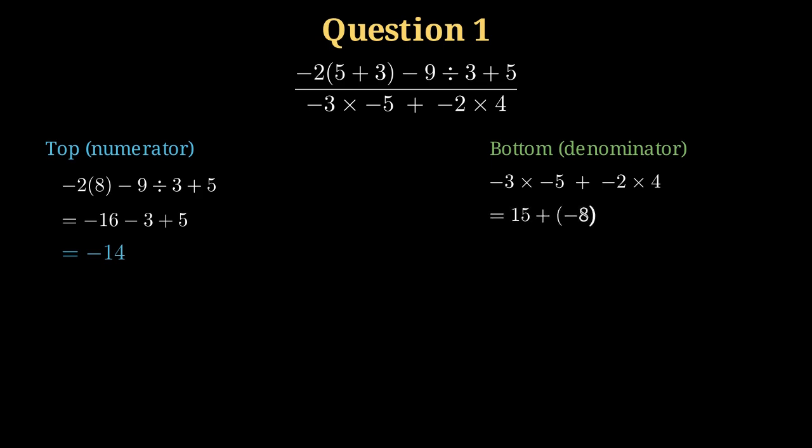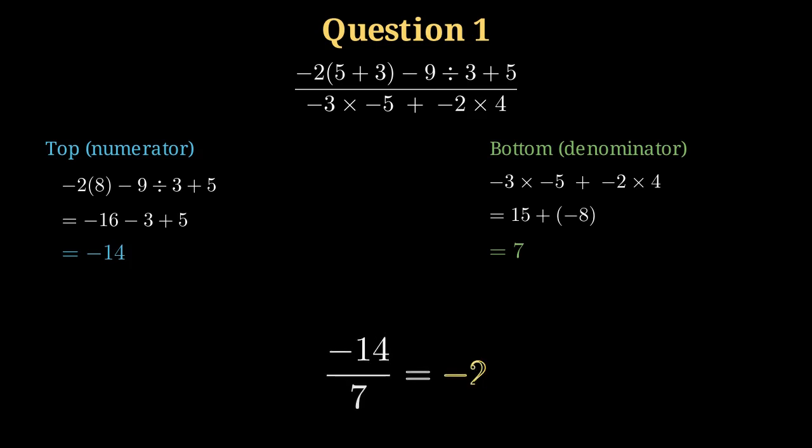The second part is -2 times 4. A negative times a positive gives a negative, so that is -8. So the bottom becomes 15 plus -8. Adding a negative is the same as subtracting. So 15 plus -8 is simply 15 minus 8, which is 7. So the bottom is 7.